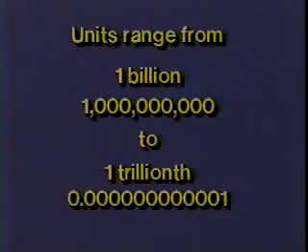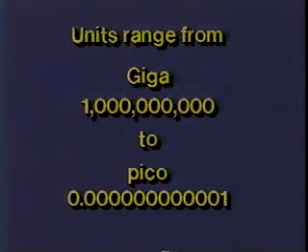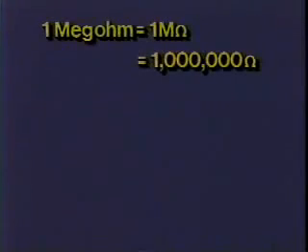In electricity, the units can range from 1 billion to 1 trillionth. In order to avoid writing so many zeros before or behind the decimal point, abbreviations have been established for the units of measurement. They range from giga, 1 billion, down to pico, 1 trillionth. For example, 1 megohm is 1 million ohms, simply abbreviated to 1 MΩ.